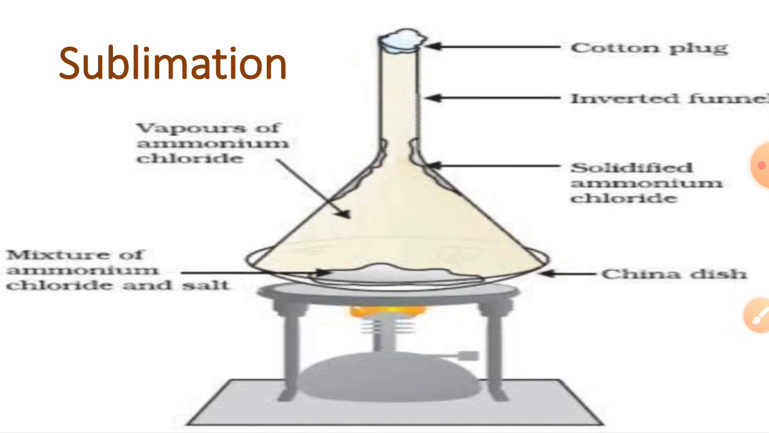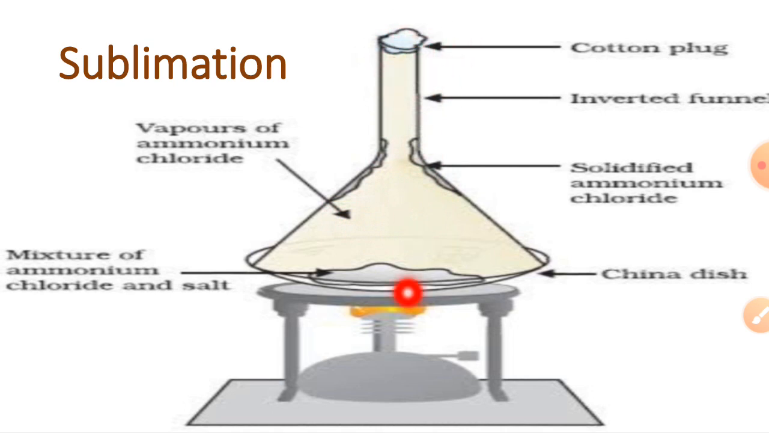So we can do one activity: take a mixture of common salt and ammonium chloride. Put the ammonium chloride and salt in a dry china dish. You can see that is the china dish. Cover it with an inverted funnel, and plug the opening of the funnel with cotton. We can put some cotton here.